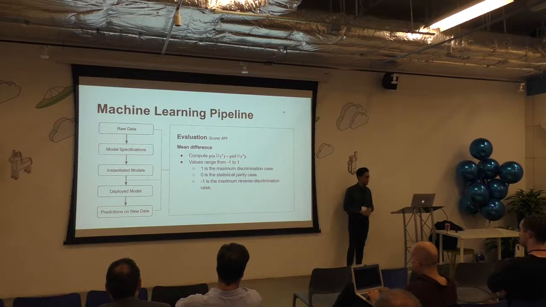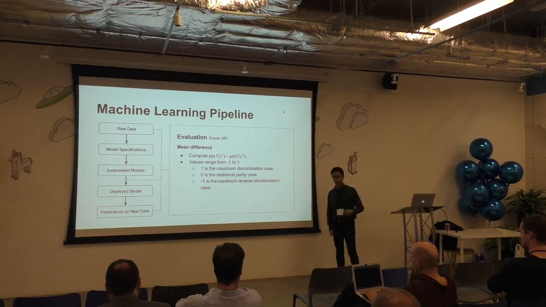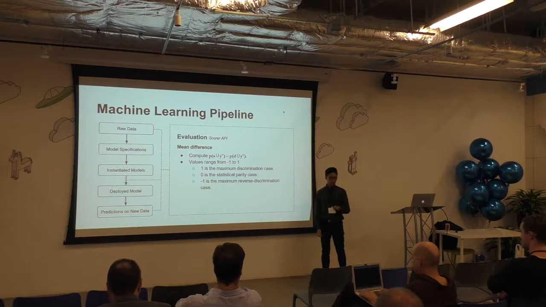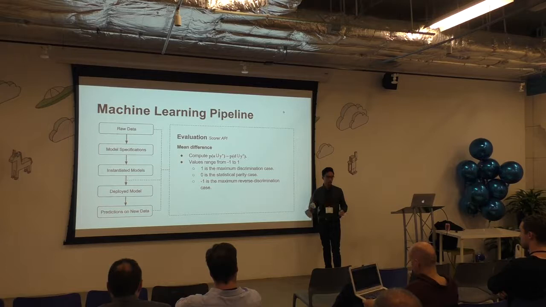Values range from -1 to 1, where 1 is the maximum discrimination case, like all men are hired and all women are not hired. 0 is the statistical parity case, and -1 is, I don't know how people feel about the term reverse discrimination, but it just means you had your assumptions wrong. Like if all immigrants got their bank loans accepted and all citizens got their bank loans denied, you'd ask, okay, who's advantaged in this case?